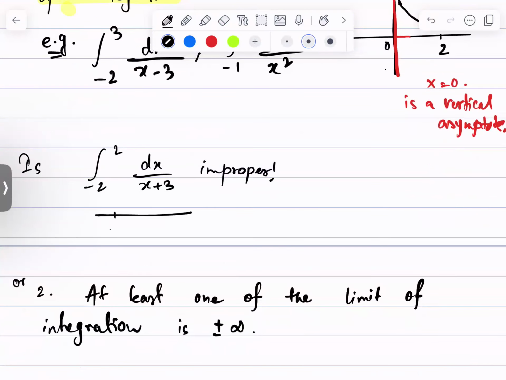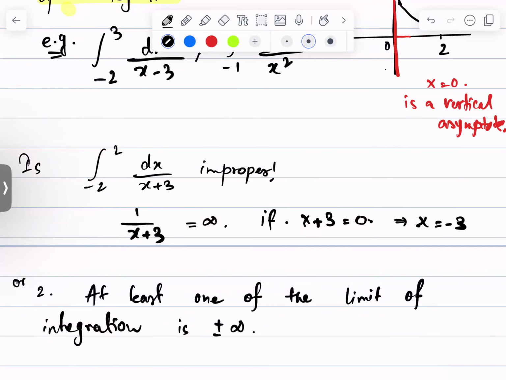One good question might be, is this integration improper? Let's see what's the interval of integration, -2. So rather, one more approach can be like this. 1 over x plus 3 is infinity if the denominator is 0, right? That means x should be -3. But -3 is not in the interval of integration. The integration goes from -2 to +2. So therefore, though this function has a vertical asymptote, we're not bothered about that because my interval of integration doesn't contain the vertical asymptote.